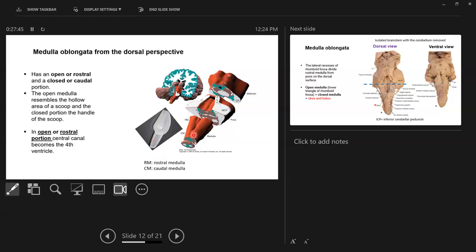It becomes closed in the sense that it contains the central canal as the ventricular system is continuing. And of course, the central canal is also found in the spinal cord, further caudally. So we observe this to make a distinction between the open or rostral part of the medulla and the closed or caudal part of the medulla.